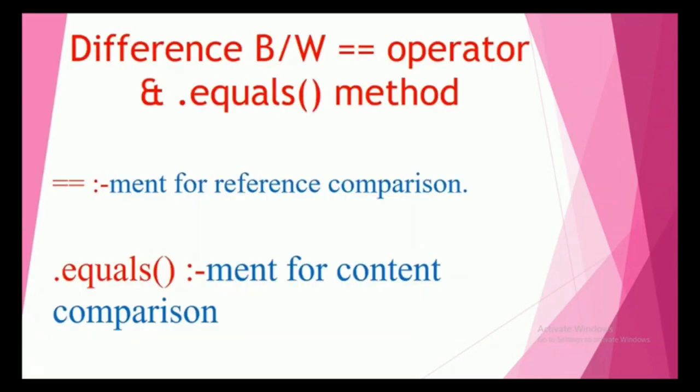The interviewer will ask, what is the difference between the double equal operator and the dot equals method? Here you can give a one line answer. It will be attractive to him. It will be a very nice answer. You can give it like this: the double equal operator is meant for reference comparison and the dot equals method is meant for content comparison. It is the best answer to give to the interviewer.